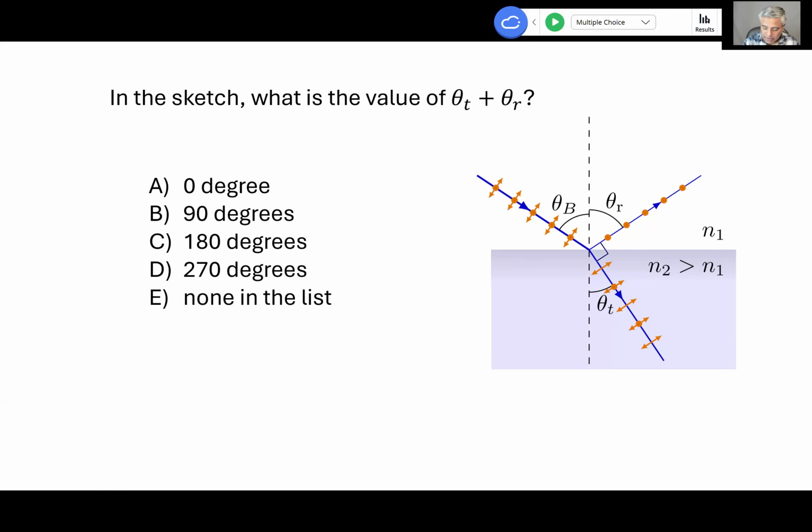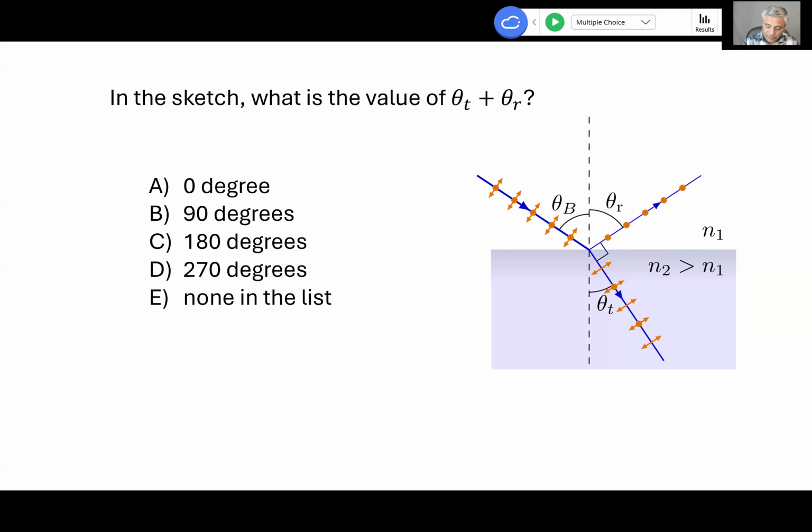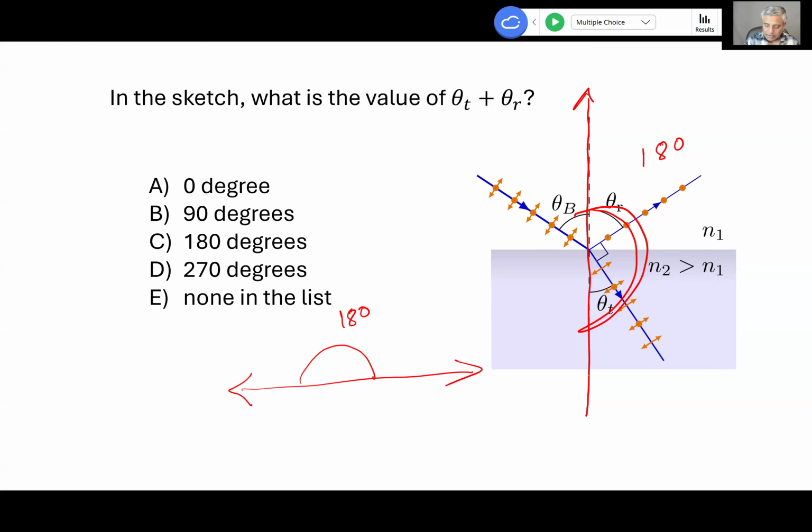Okay, let's see what we got here. So mostly B, that is 90-degree, and that is correct, because when we have this whole line here, that is 180-degree, right? This versus that, we know that is 180-degree.